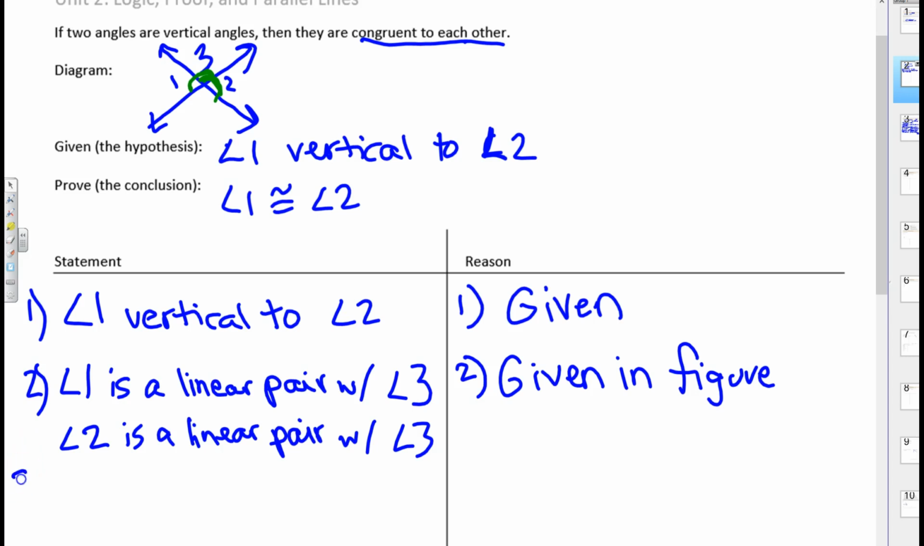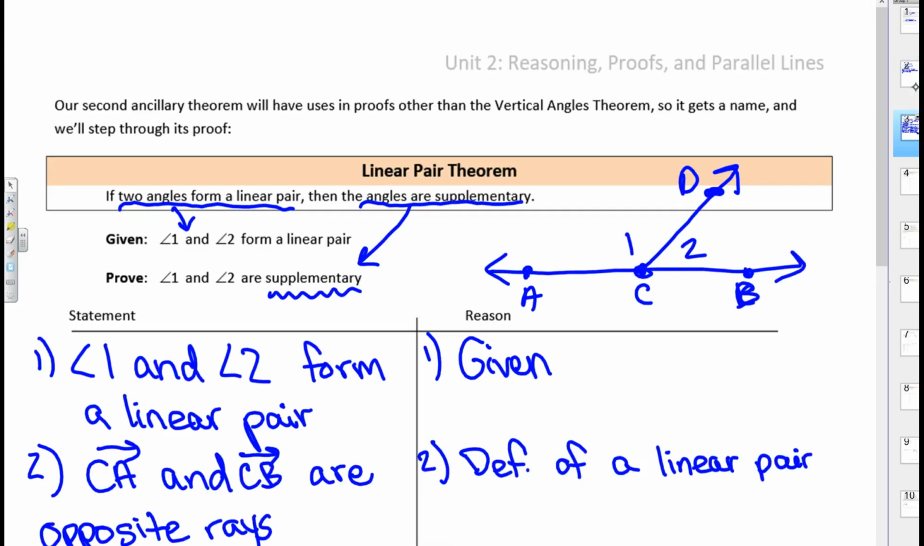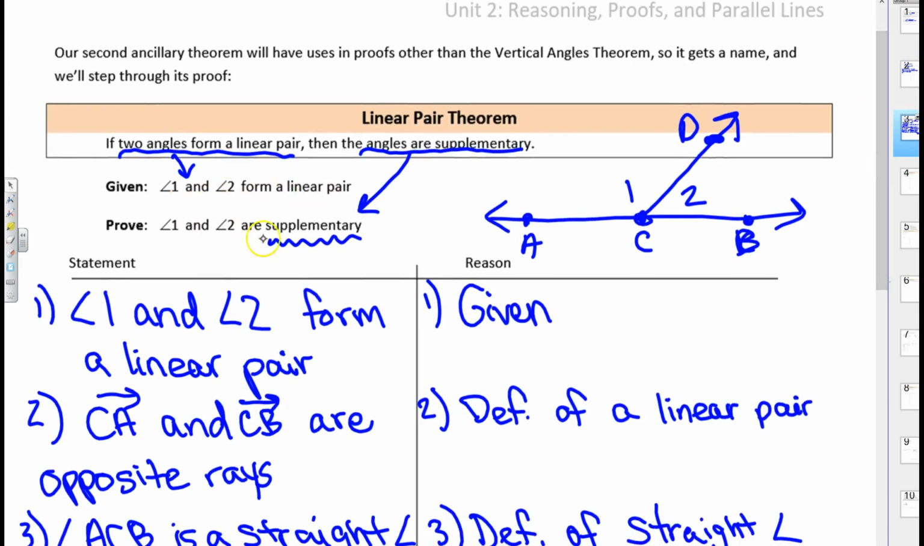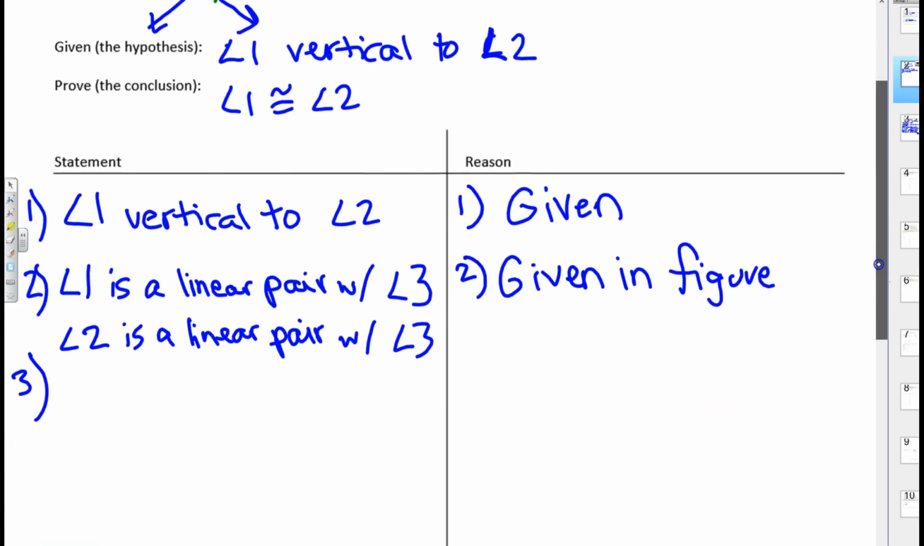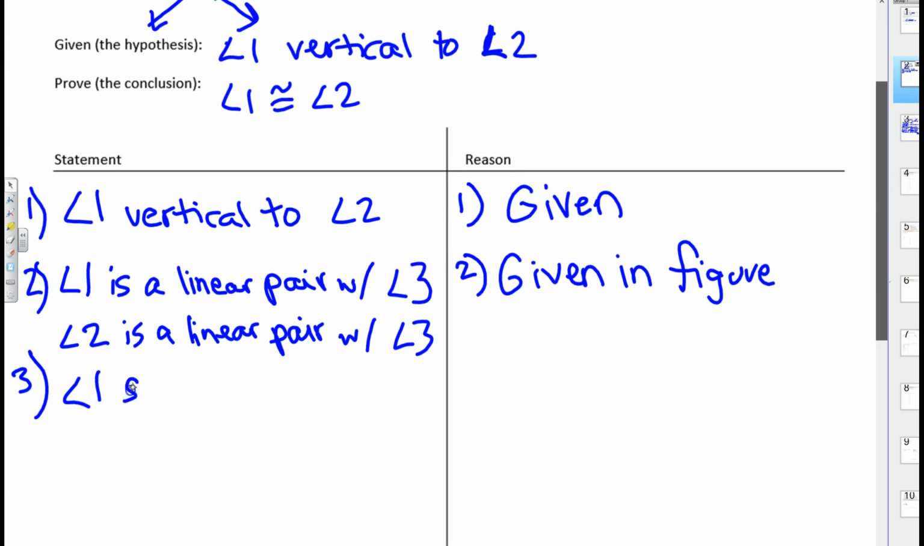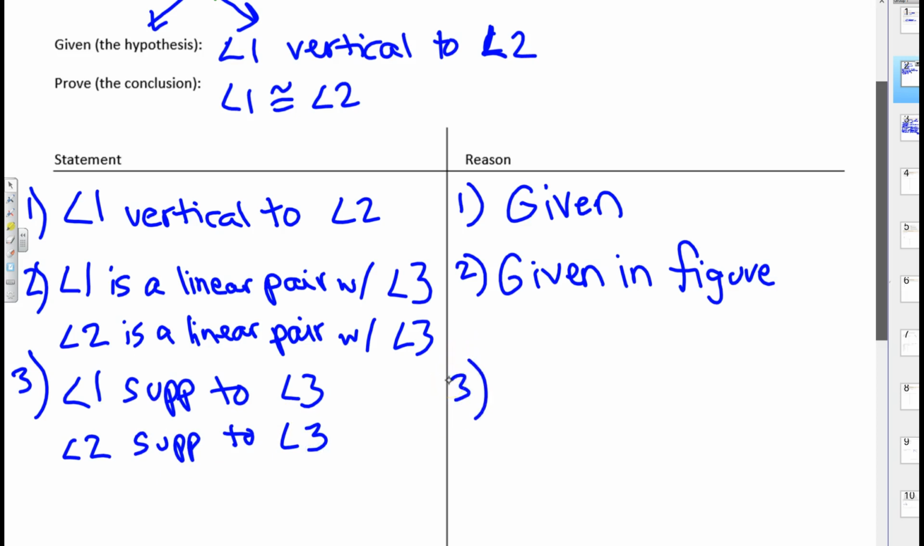My third step now is to interpret what it means to be a linear pair. We just proved on the next page that if 1 and 2 form a linear pair, then 1 and 2 are supplementary. So now we can say that if 1 and 3 are a linear pair, then angle 1 is supplementary to angle 3, and angle 2 is supplementary to angle 3. The reason I'm able to say that is all the work I just did on that previous page, the linear pair theorem. And so guys, I couldn't have done this proof until I had proven the linear pair theorem, which is why we had to do that second page first.